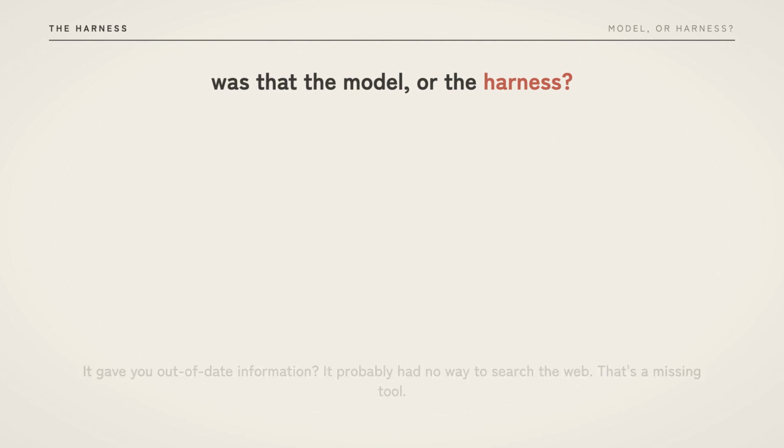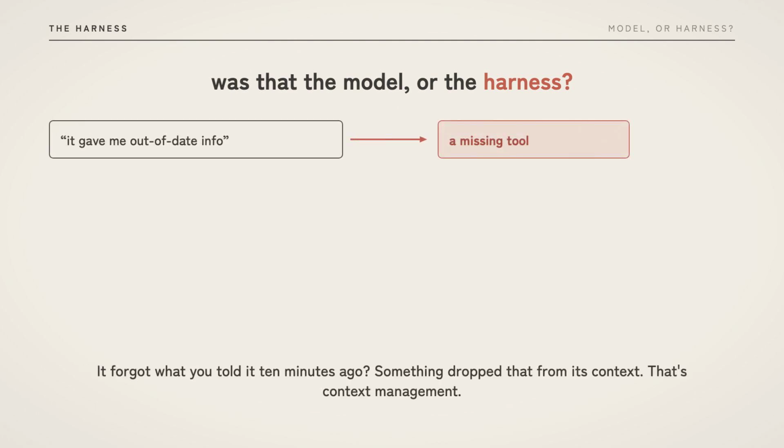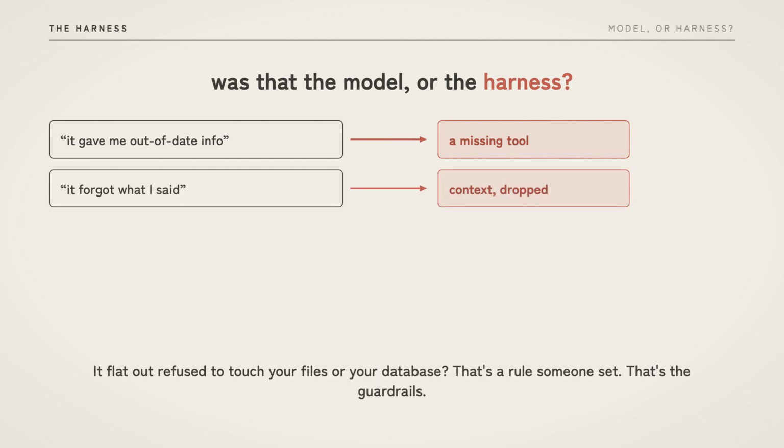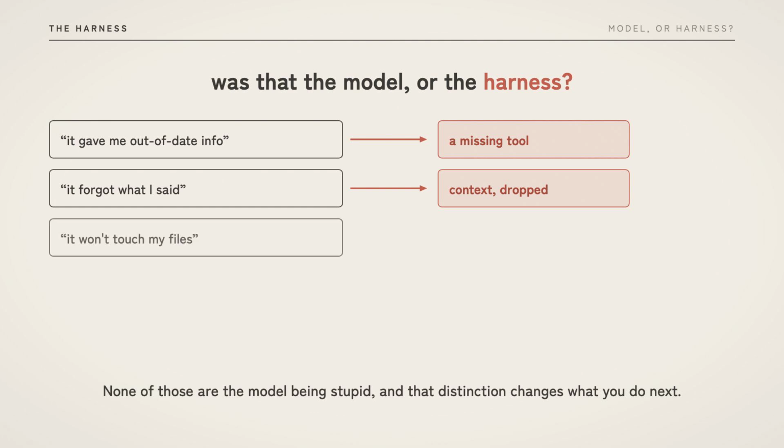That's a missing tool. It forgot what you told it 10 minutes ago. Something dropped that from its context. That's context management. It flat out refused to touch your files or your database. That's a rule someone set. That's the guardrails. None of those are the model being stupid. And that distinction changes what you do next.